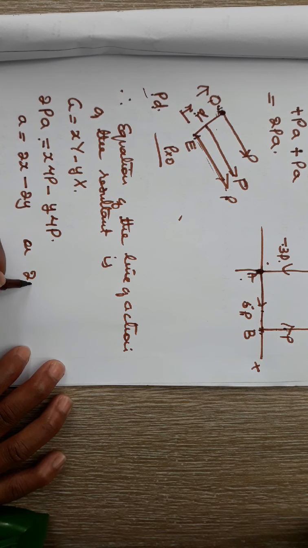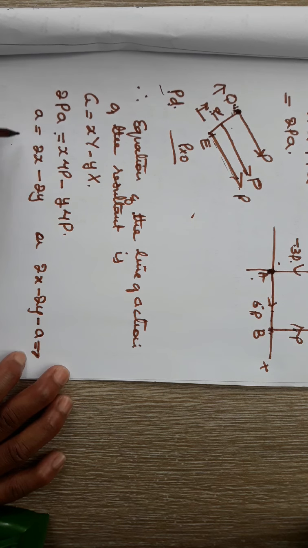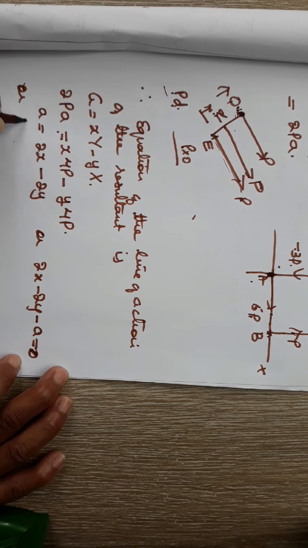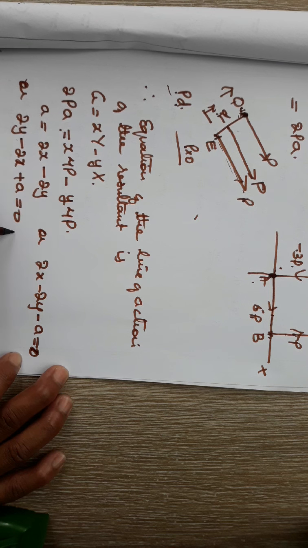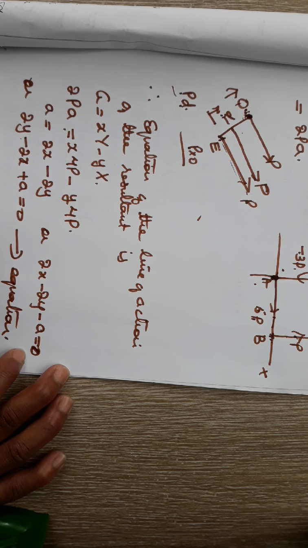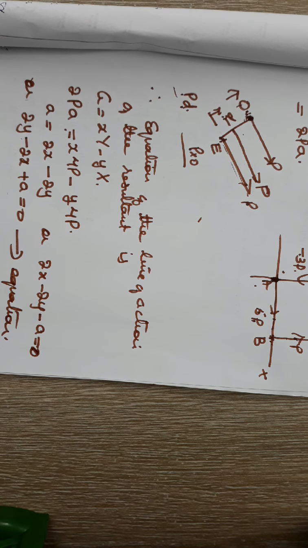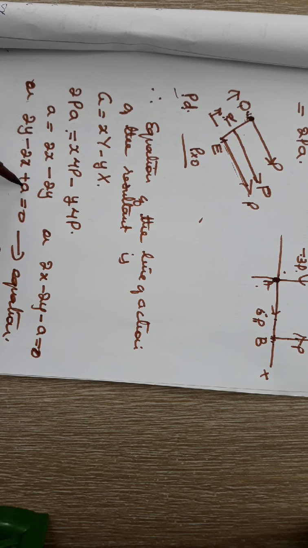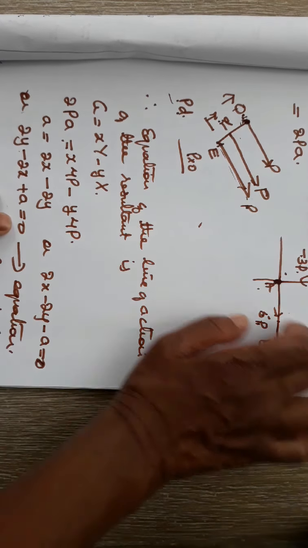Or you can write twice x minus twice y minus A is equal to 0, or you can write twice y minus twice x plus A equals 0, which is the equation of the line. You have done the equation of a straight line in class 12. With the help of this, you can find out the direction illustrated in the diagram. If A here is equal to 1 unit, 2 units, 3 units, you just replace it and draw in the diagram where this resultant lies.